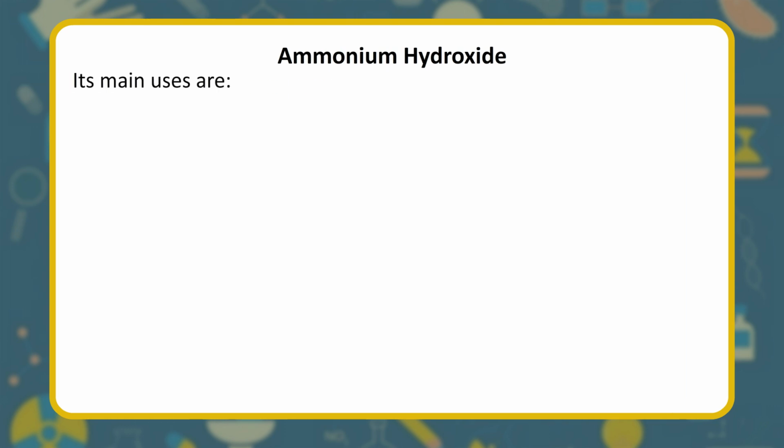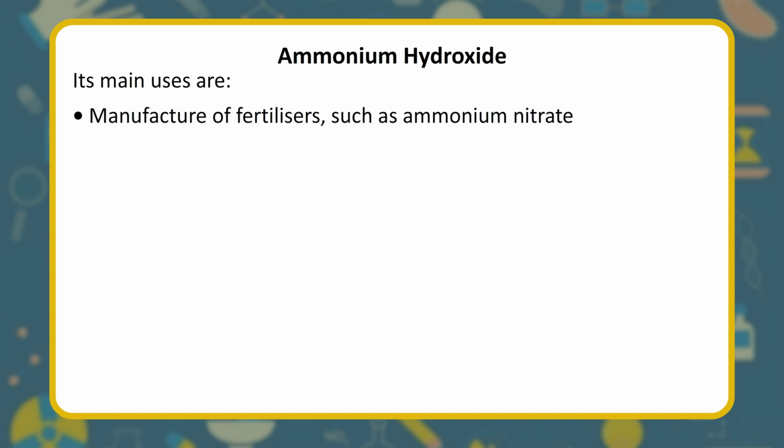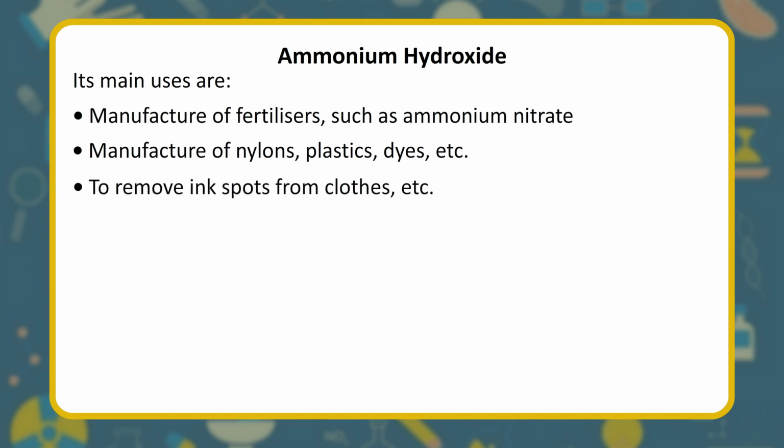Ammonium hydroxide. Its main uses are manufacture of fertilizers such as ammonium nitrate, manufacture of nylons, plastics, dyes, etc., and removing spots from clothes.